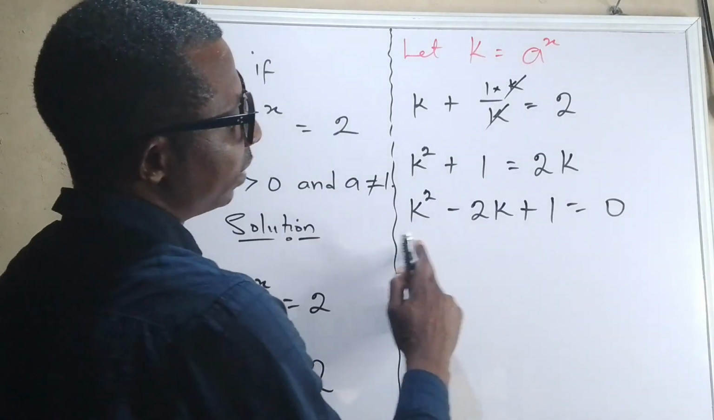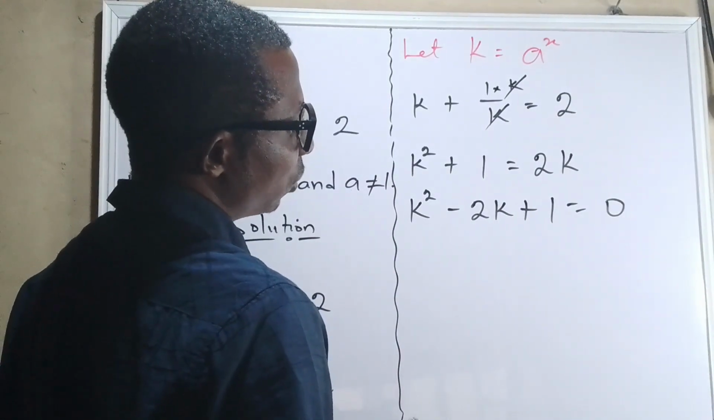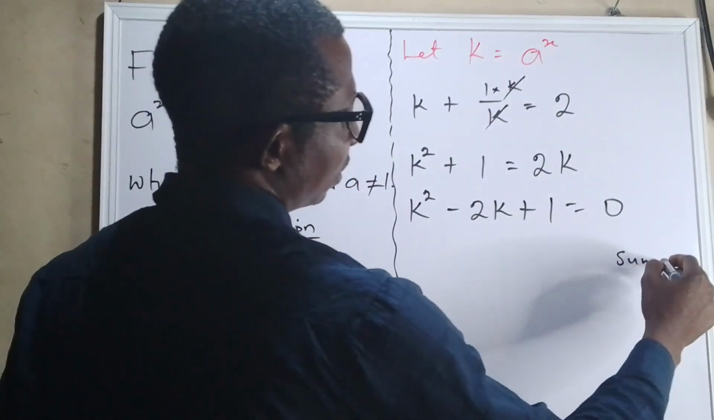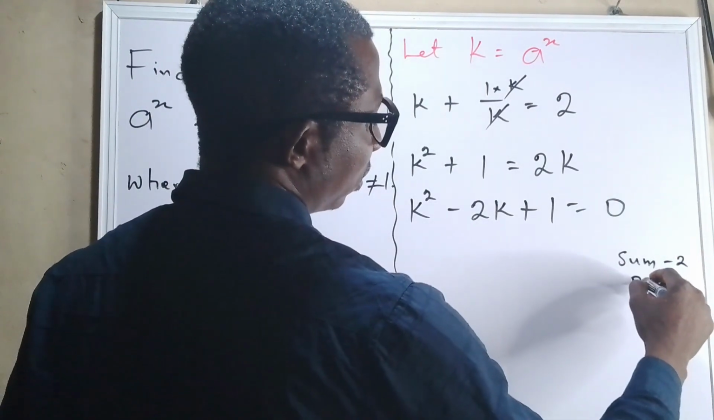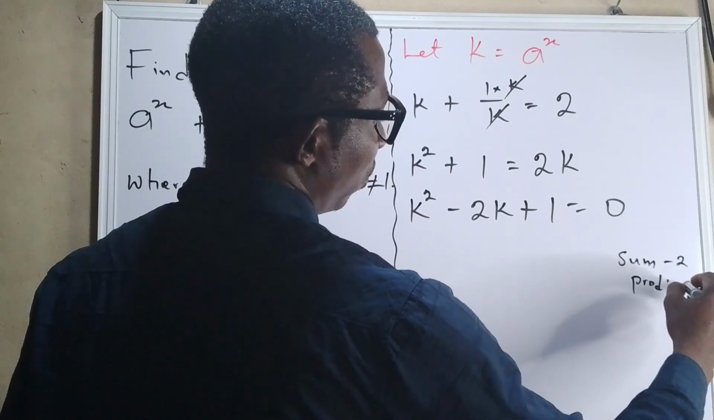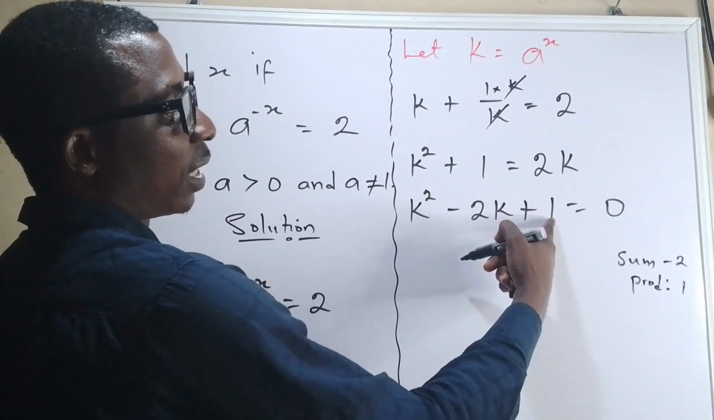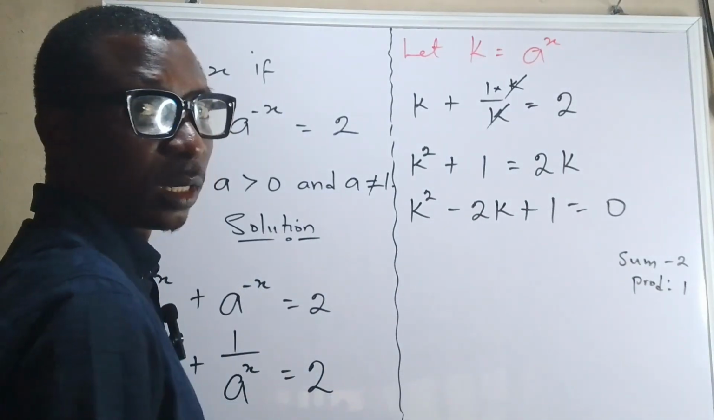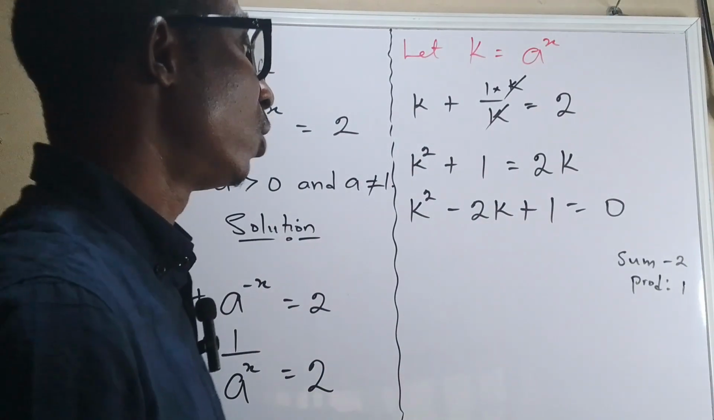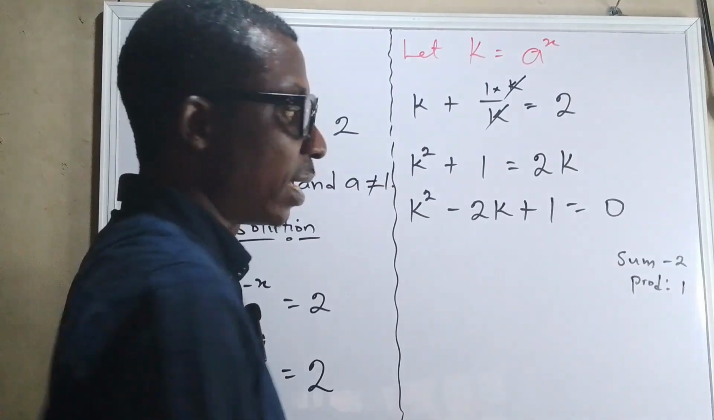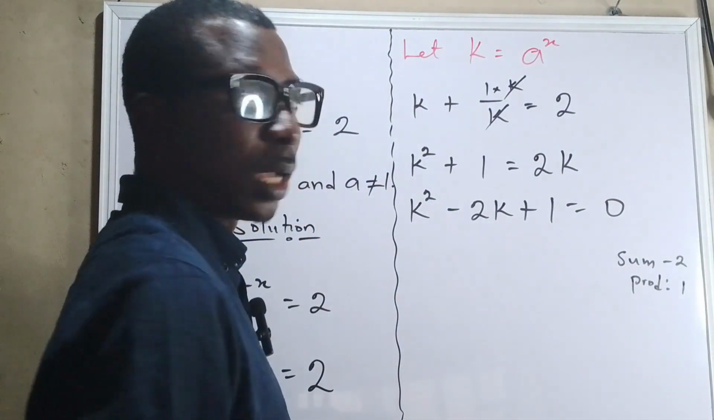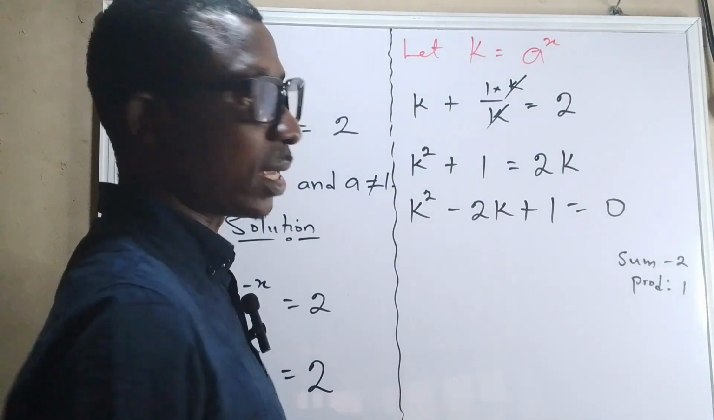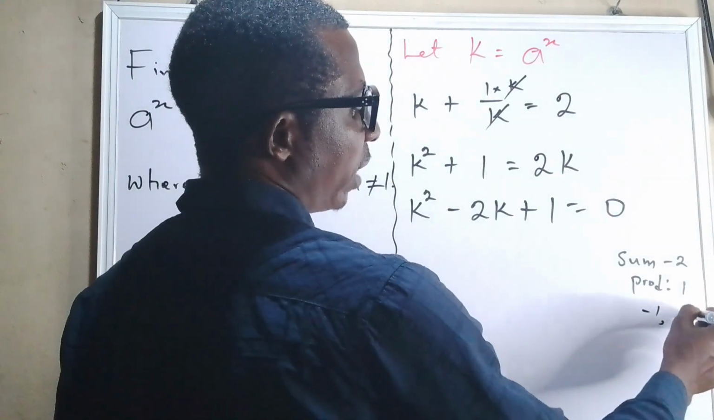Right? So now let's look at this expression here. The left hand side, we have the sum as minus 2 and the product to be what? To be 1. The coefficient of this times this. That's 1 times 1. That's the product. The sum is the coefficient of k. So now you look for two numbers such that when you add together, you have minus 2. And when you multiply the two numbers together, you have plus 1. The two numbers are minus 1 and minus 1.